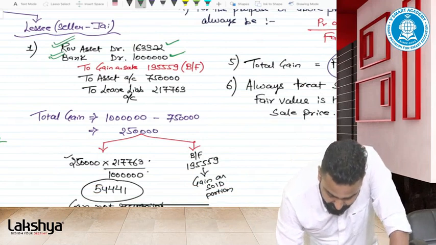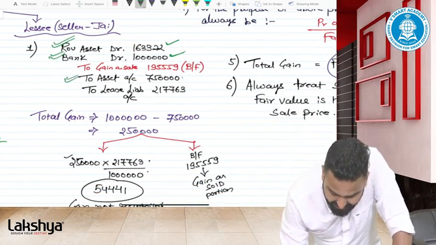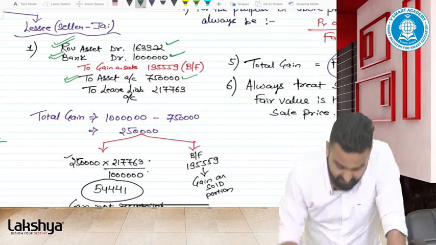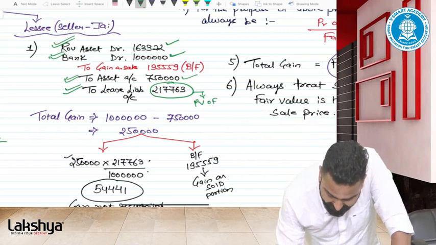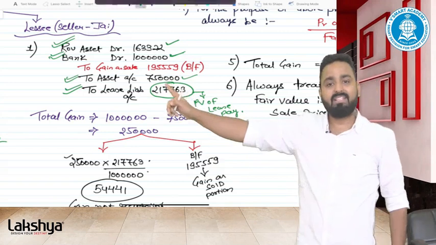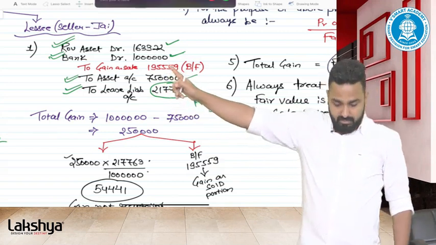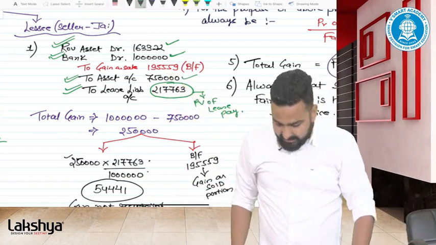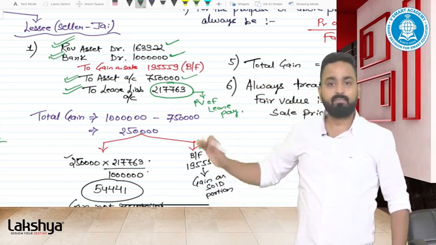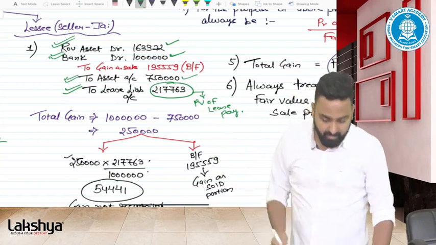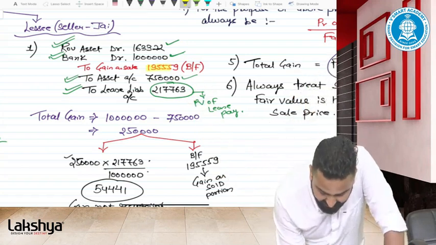Okay, Jay de-recognized the asset, 750, and credits lease liability, which is the present value of lease payment. Now the balancing figure is gain. How much gain? 195,559.